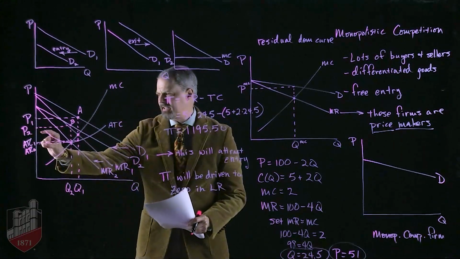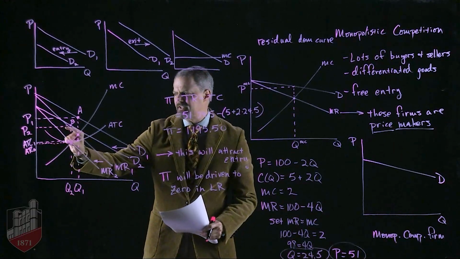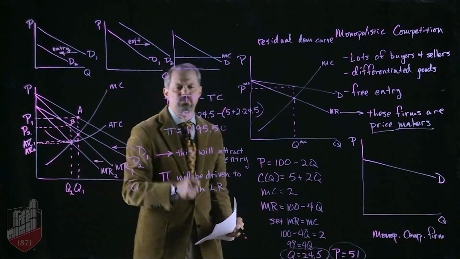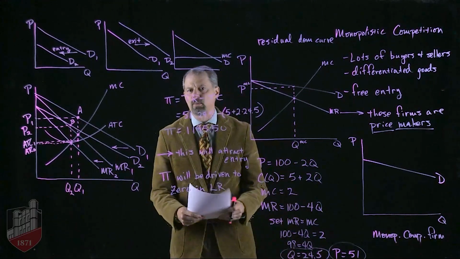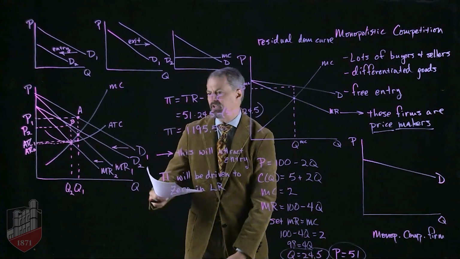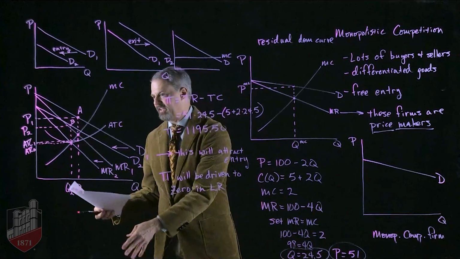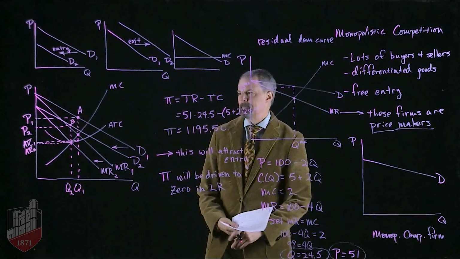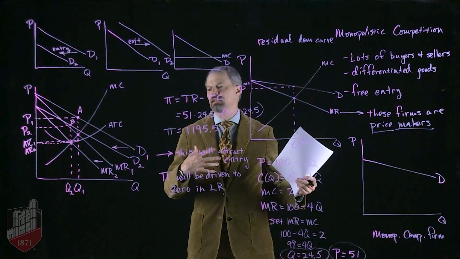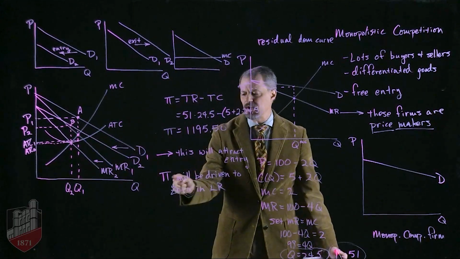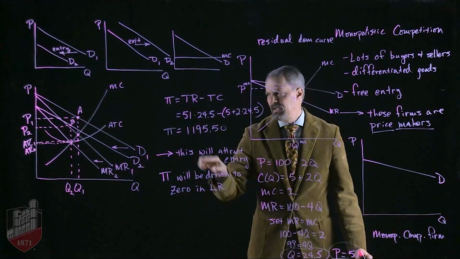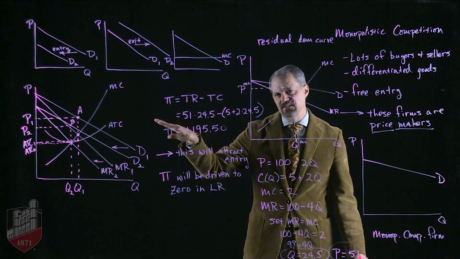You can see that the amount of profit that the firm earns is now smaller. There's no way that they could earn more profit than they did before if the residual demand curve that they face has shifted to the left. So what you can see is that if a firm earns a positive profit, then in the long run, other firms are going to be entering and that profit's going to be going to zero.